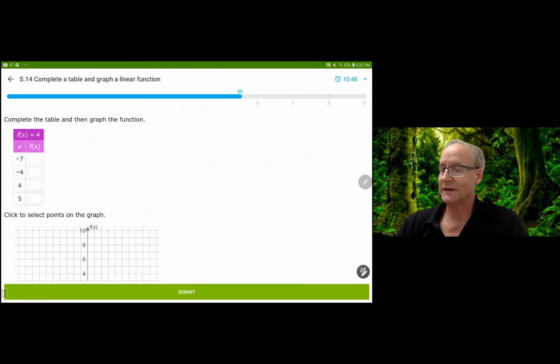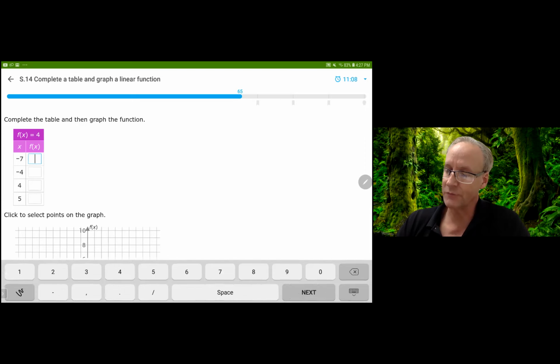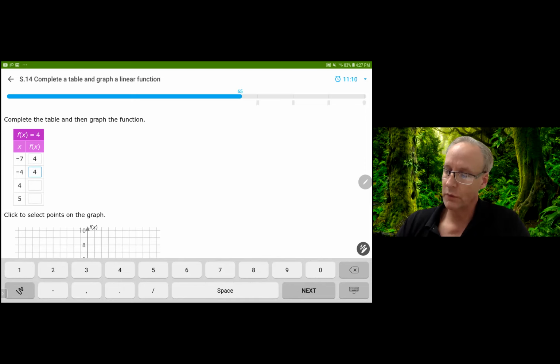Oh, very interesting. This is called a constant function. And it's not very interesting, because nothing happens. This is like going to the dollar store. Everything costs $1. No matter what UPC code you put in, the cash register is going to ring up $1. This is a $4 store, so everything costs $4. 4, 4, 4, 4. Not very interesting. Y, or f of x, is always 4, no matter what we do.